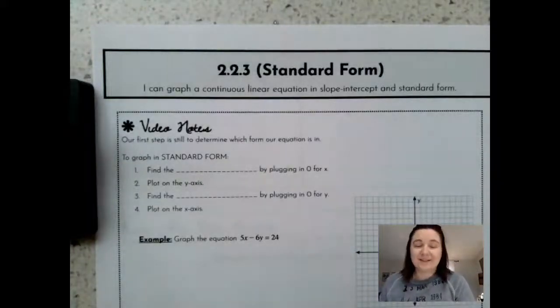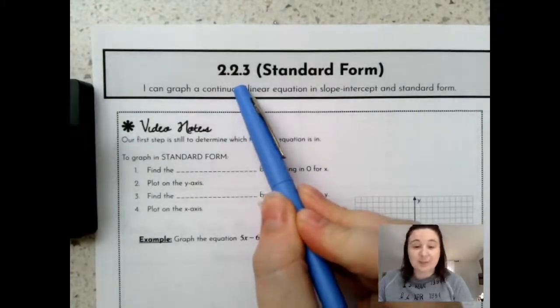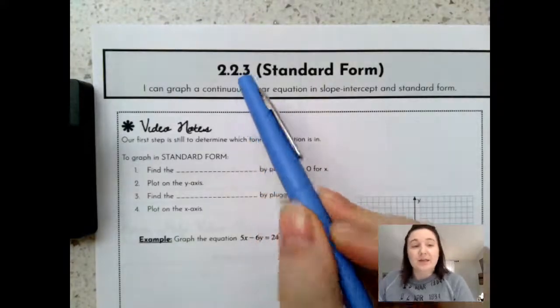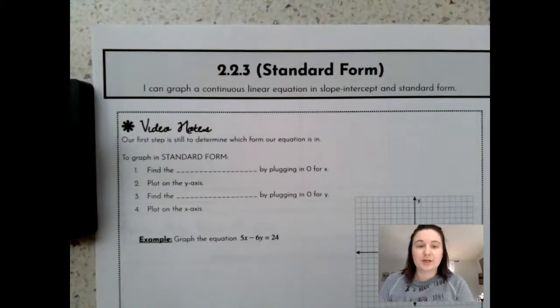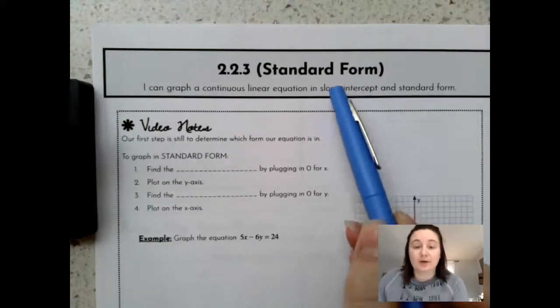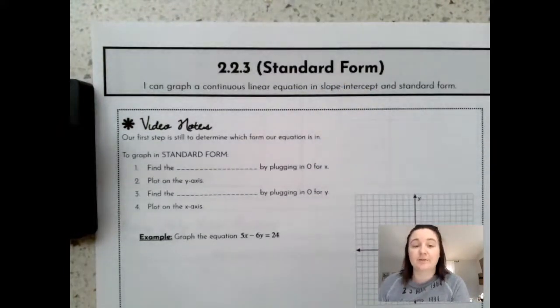Hi everyone, in this video we're going to go through Learning Target 2.2.3. This is a couple days into this Learning Target and we're going to start talking now about standard form and how to graph in standard form. So when it's not in y equals mx plus b, what do we do? How does our method change?